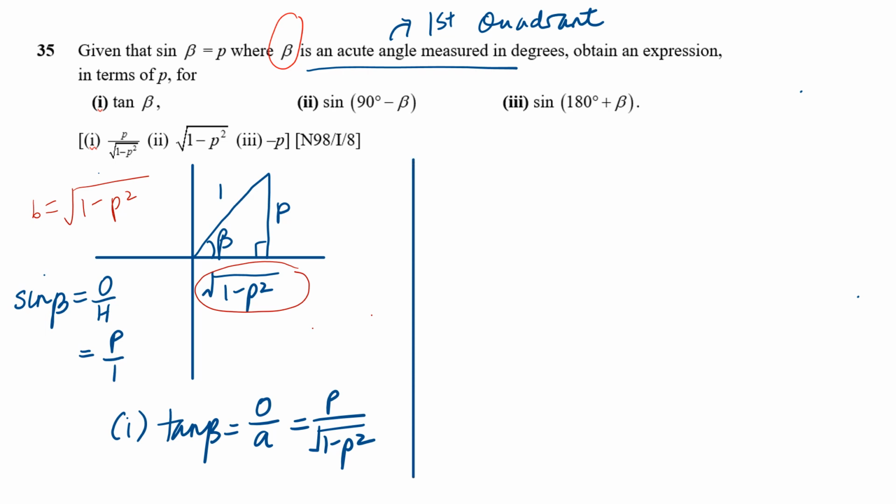Alright, so for part 2, you will have to use the addition formula. For trigonometry, it's best to memorize all the formulas. If not, you must get ready, write down all the formulas and keep referring to it. Basically you cannot just apply your own thinking. This is not equals to sine 90 minus sine beta. Okay, this is a no. So you have to use your addition formula.